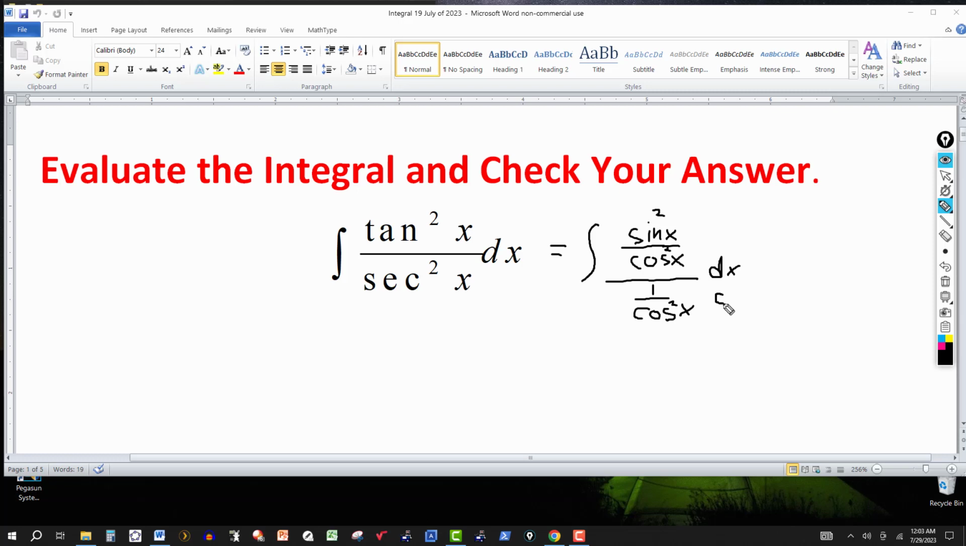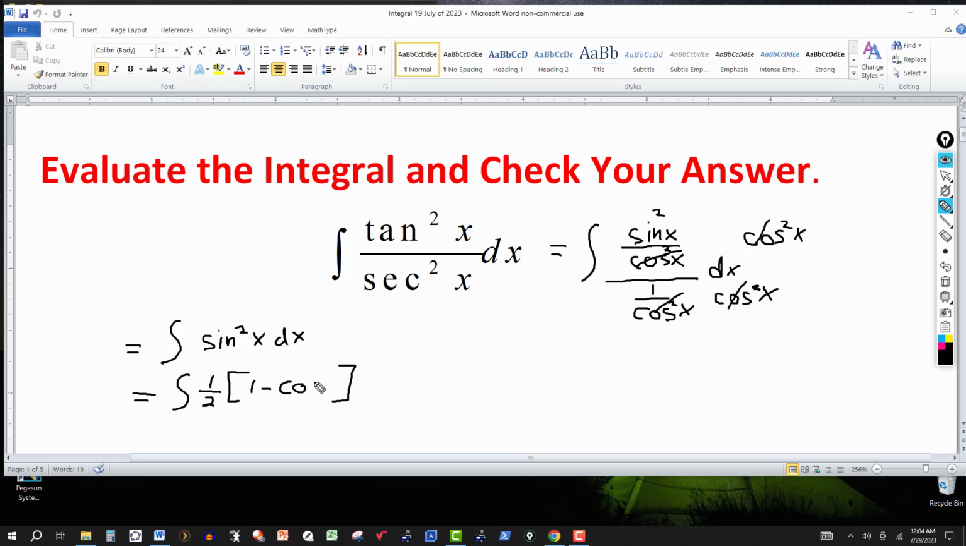Multiply the denominator and the numerator by cosine squared of x. This cancels out here, this cancels out here, this and this cancel. So this is going to equal the integral of sine squared of x dx. And then we use an identity to reduce this sine squared to the power of 1. That tells you that if you have sine squared of an angle, it's going to be 1/2 times 1 minus cosine of twice whatever the angle is. In this case, it's just x, so this will be 2x.